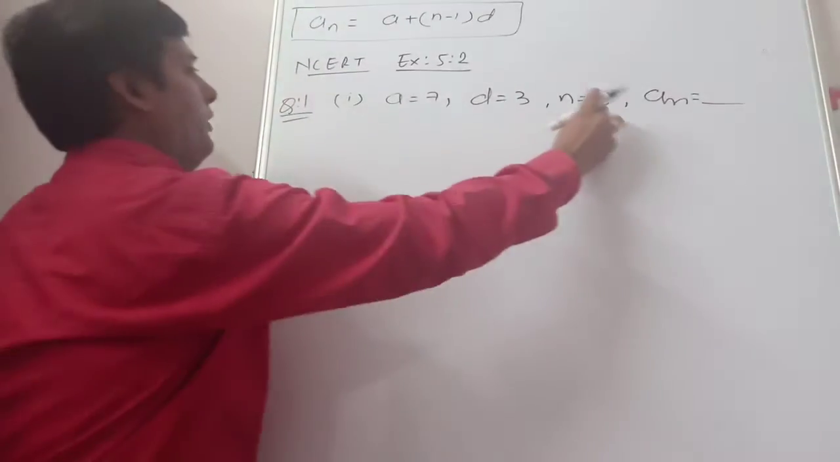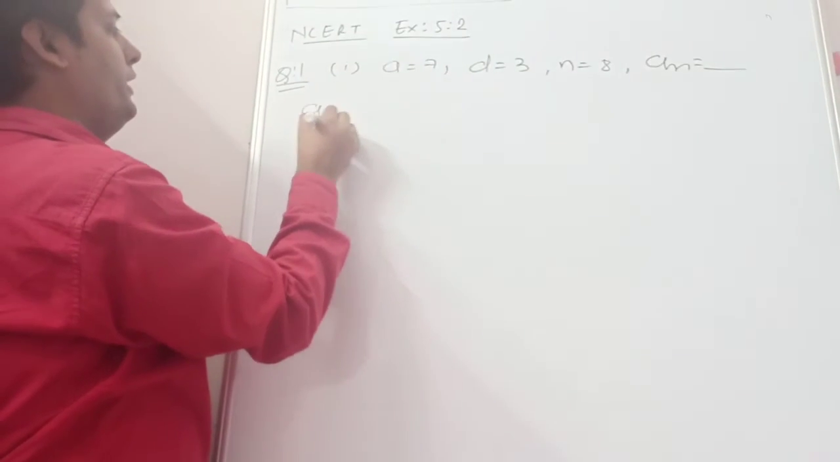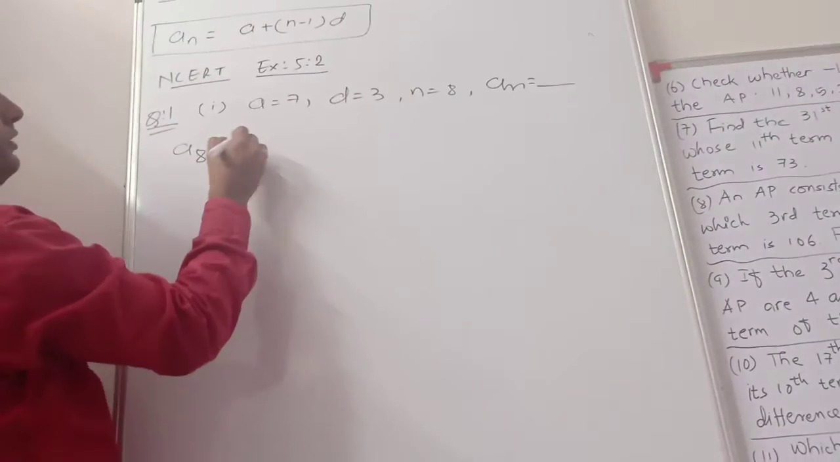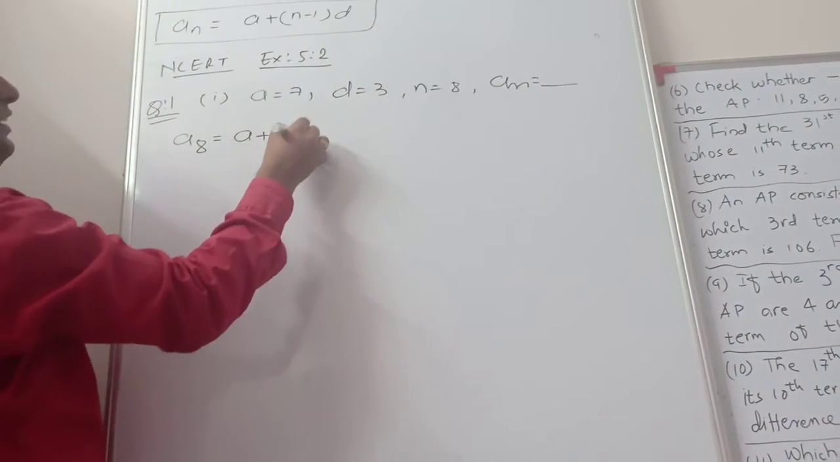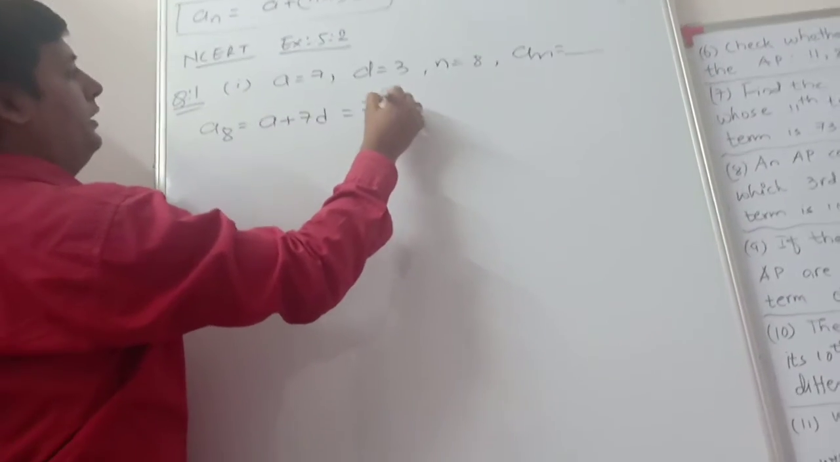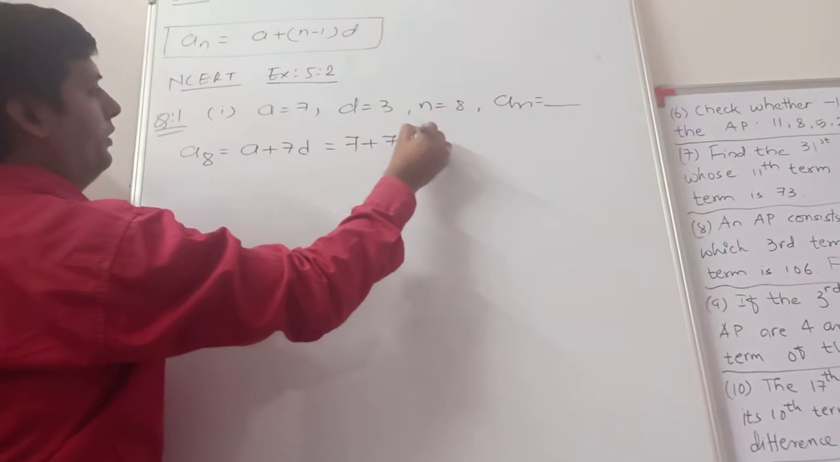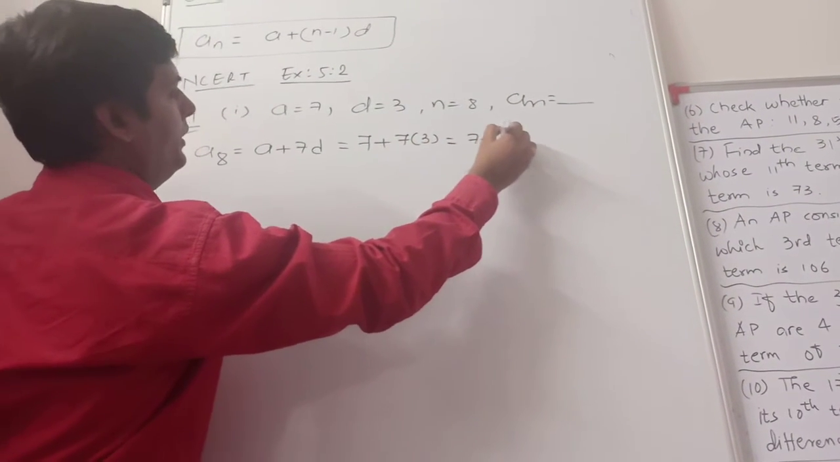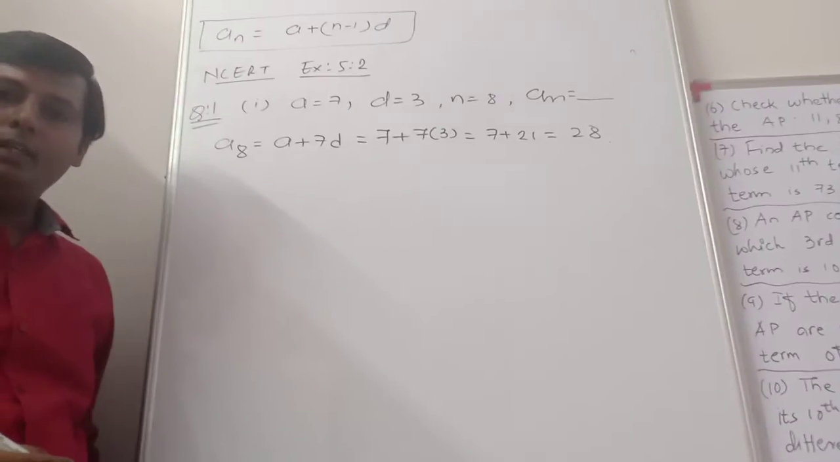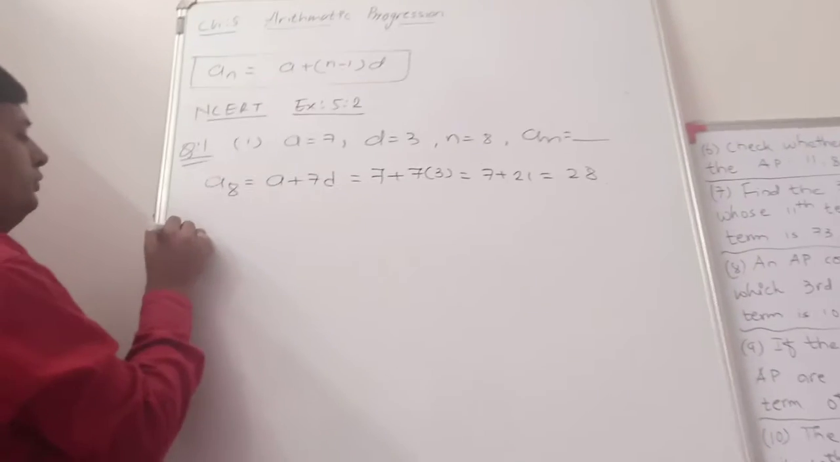an means n is equal to 8, we want to find a8. So a8 is equal to a plus n minus 1 into d. 8 minus 1 is 7, so a plus 7d. Clear? Put the value: a is equal to 7 plus 7, and d is equal to 3. So 7 plus 21, we got 28. So a8 is equal to 28. Clear? Now question 2.